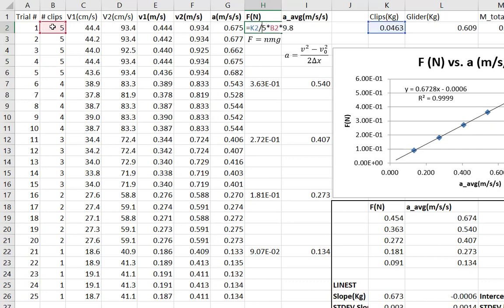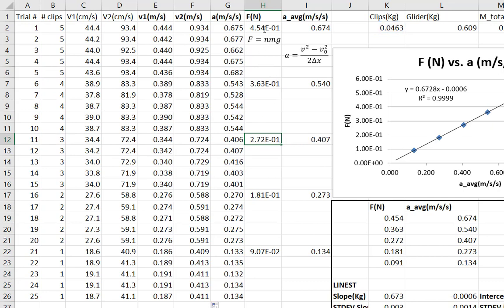I had a number of clips from this column, and I also have the total number of clips, 5 clips. I weighed them, and I divided by 5. So this is the mass of 1 clip, and this is the number of clips, and that's 9.8. So it's a force. It's a small force, and that changes with the number of clips. So I'm using this column, number of clips, in my calculation.